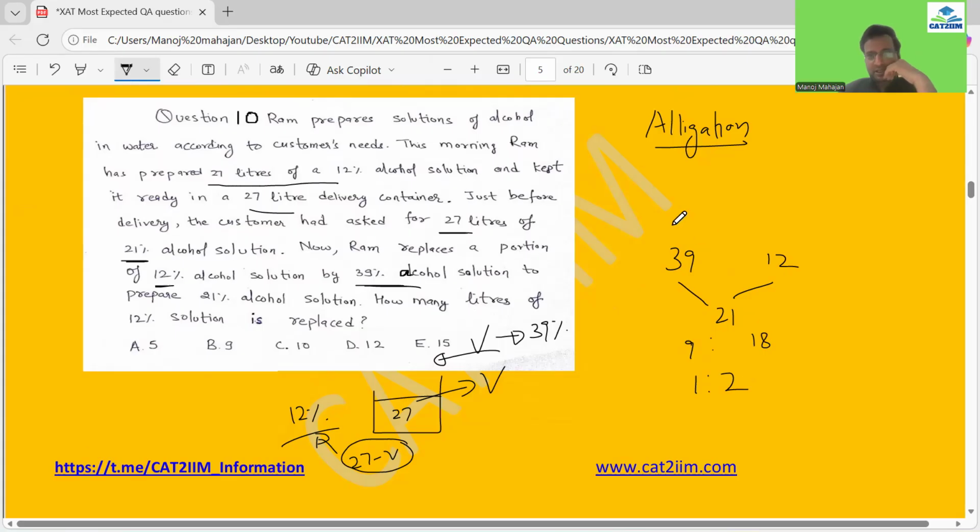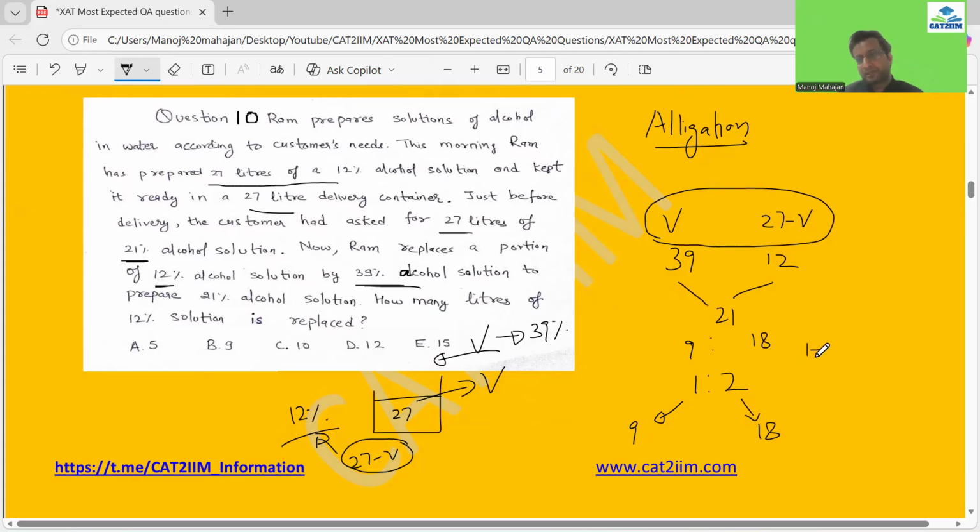Now you know that this is V volume and this is 27 minus V. So of course, as a ratio also you can put and you can get the answer, but I know the sum total of this is 27. So we have to divide into 1 is to 2 ratio. So 1/3 will be the value of V and 2/3 would be the value of 27 minus V. So that is 18, correct?